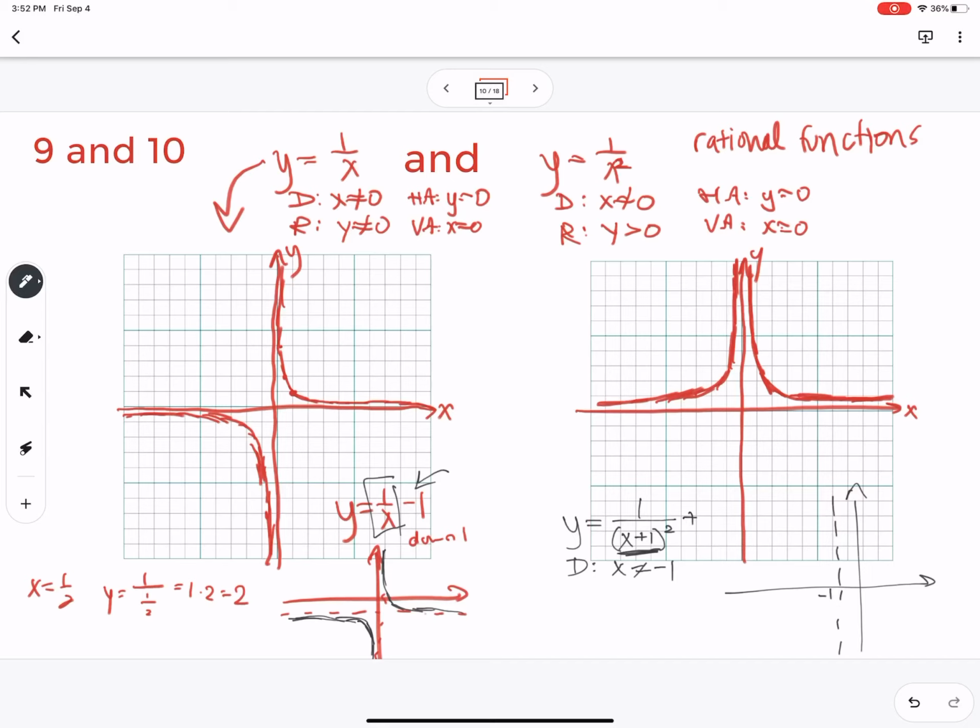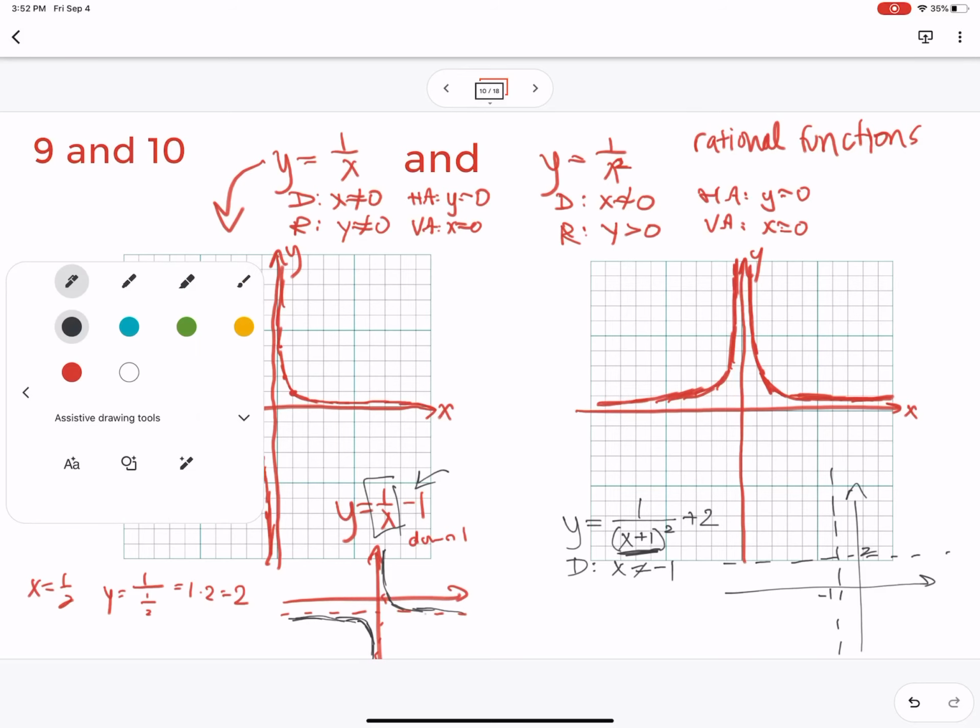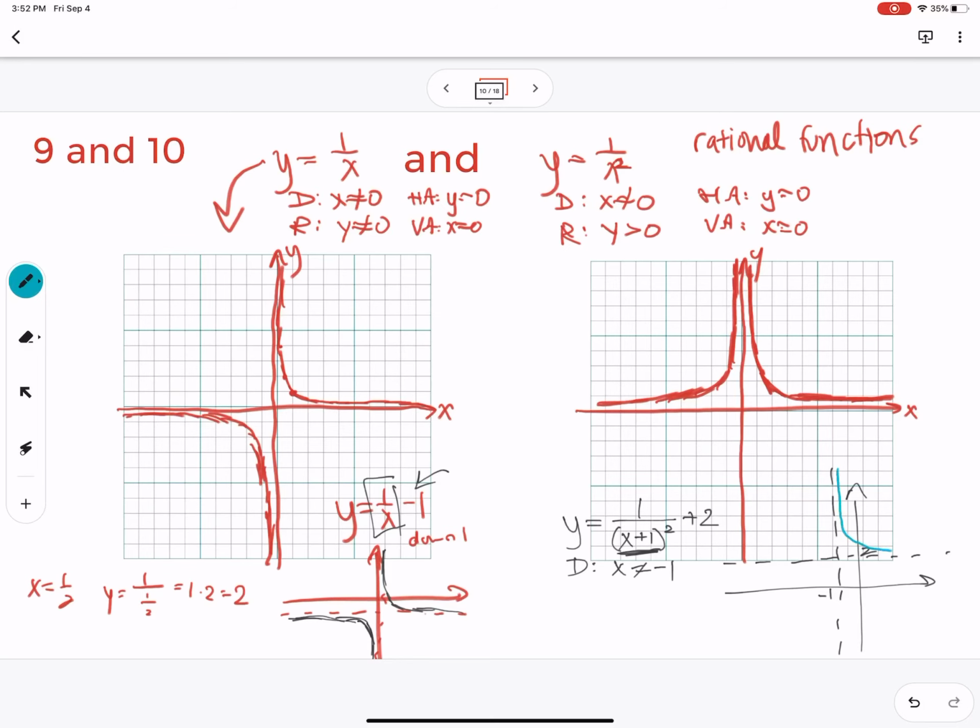Oh, and then I think I was like, hey, let's shift it up 2 also, just so you could see. So I'm shifting up 2, hopefully I labeled. Yeah, I labeled 2. And then everything is above the horizontal asymptote, so we're going to draw it in there. And those are our graphs that we need to know.